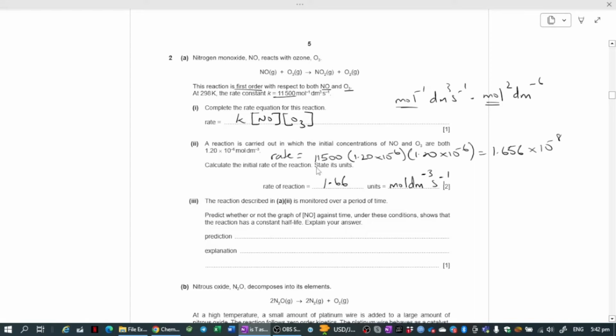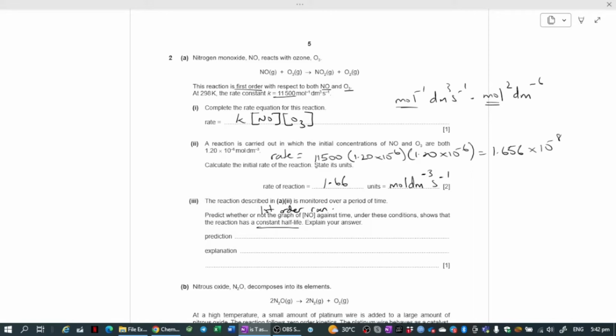Part 3 asks us, the reaction described in A2 is monitored over a period of time. Predict whether or not the graph of NO against time under these conditions shows that the reaction has a constant half-life. Explain your answer. Now, what does it mean if there's a constant half-life? What does that imply? A constant half-life is indicative of a first-order reaction, right?